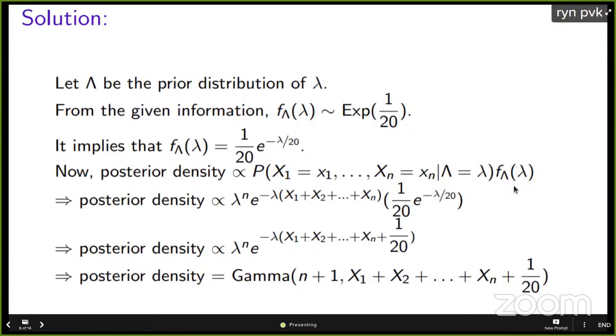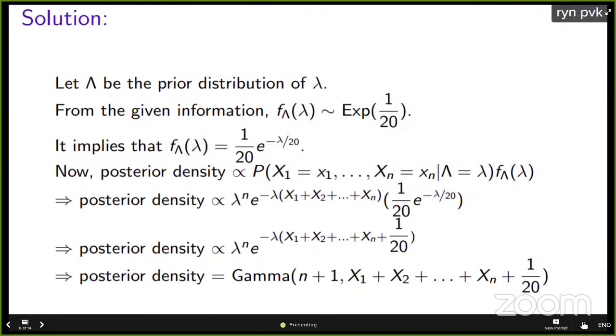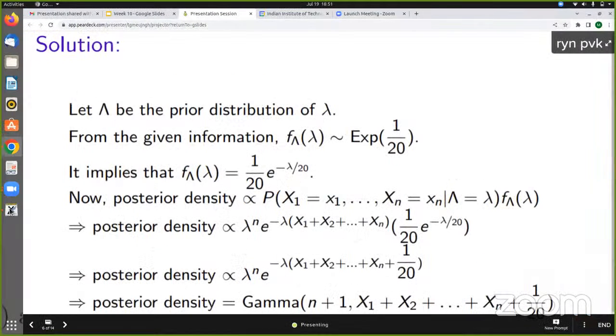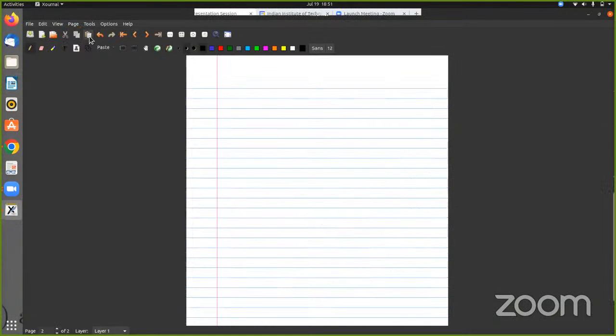Sir, you said lambda is 1 by 20, right? Not x. Okay. So what is the prior distribution? It is exponential with parameter 1 by 20.